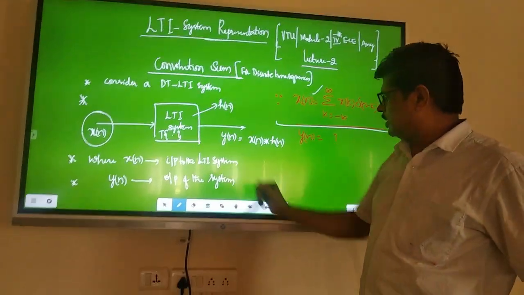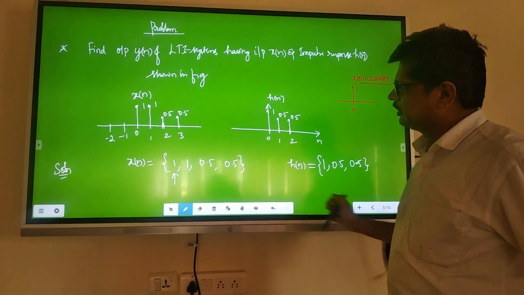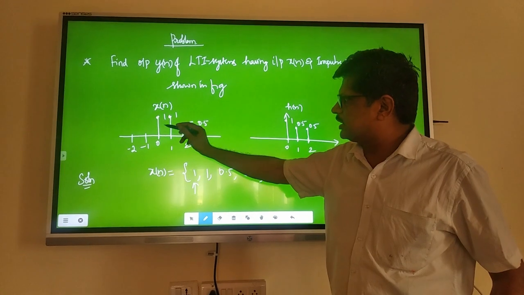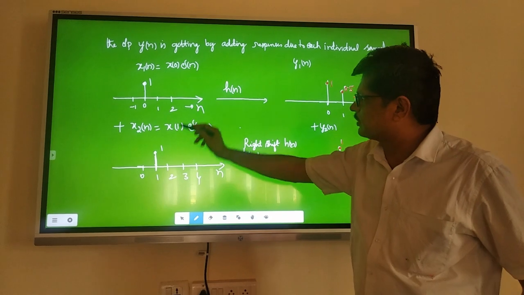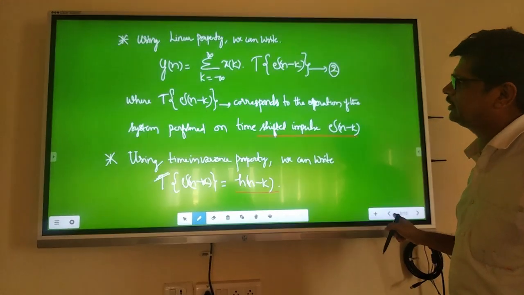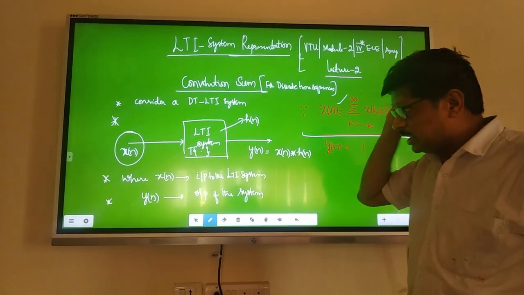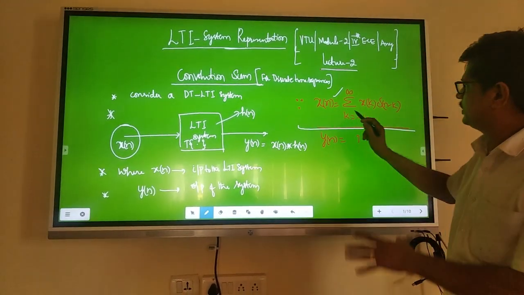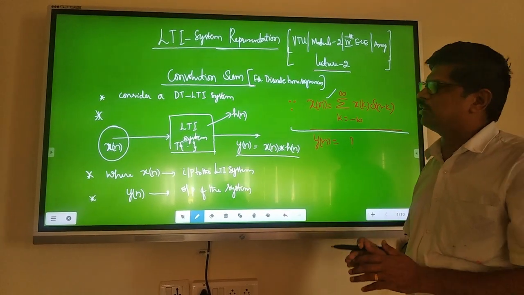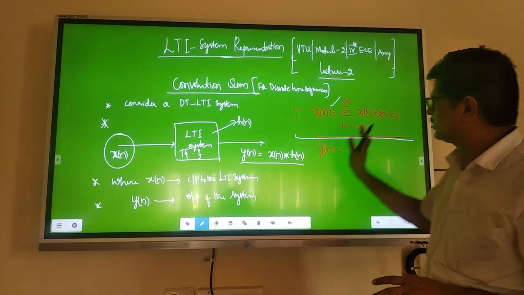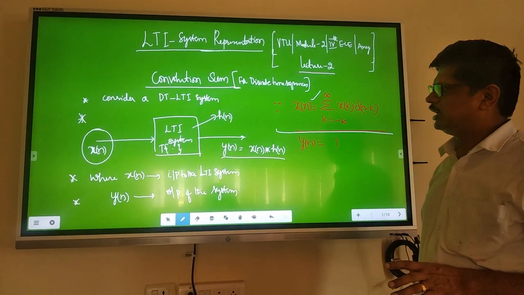That means each input sequence x of n can be represented in terms of shifted impulses, and we have shown that problem also. Now today we will see that if the input is represented in terms of impulses, the output of LTI systems can also be represented in terms of shifted impulses only. Let us do that in LTI systems.